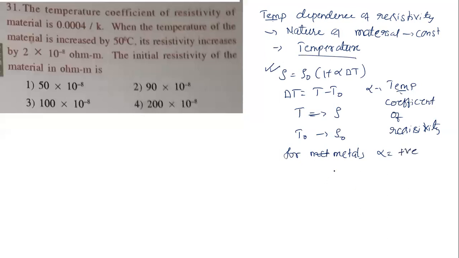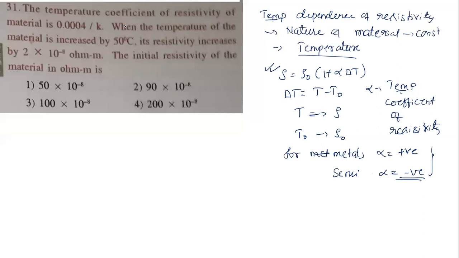For semiconductors, alpha is negative. Why is it negative? Because as we increase temperature in a semiconductor, conductivity increases because of generation of electrons and holes. Because of this generation, conductivity increases, resistivity decreases with increase in temperature, so it is a negative value. So you need to remember these two. Now let us come back to the question.